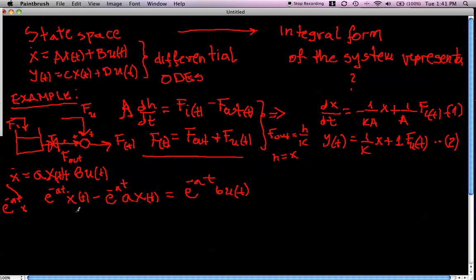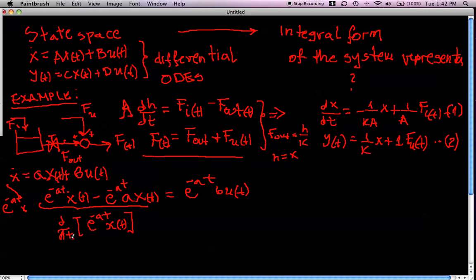Okay, the next step is to recognize what is this expression on the left side. And one can claim that this expression on the left side is nothing but the differential of the following expression, d by dt of e to the minus a of t x of t. Just work it out.